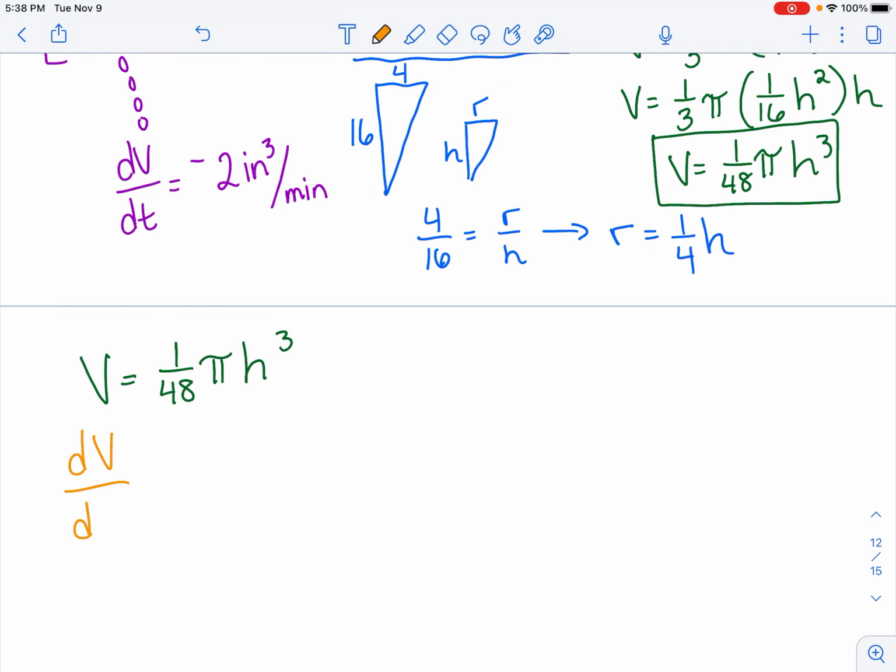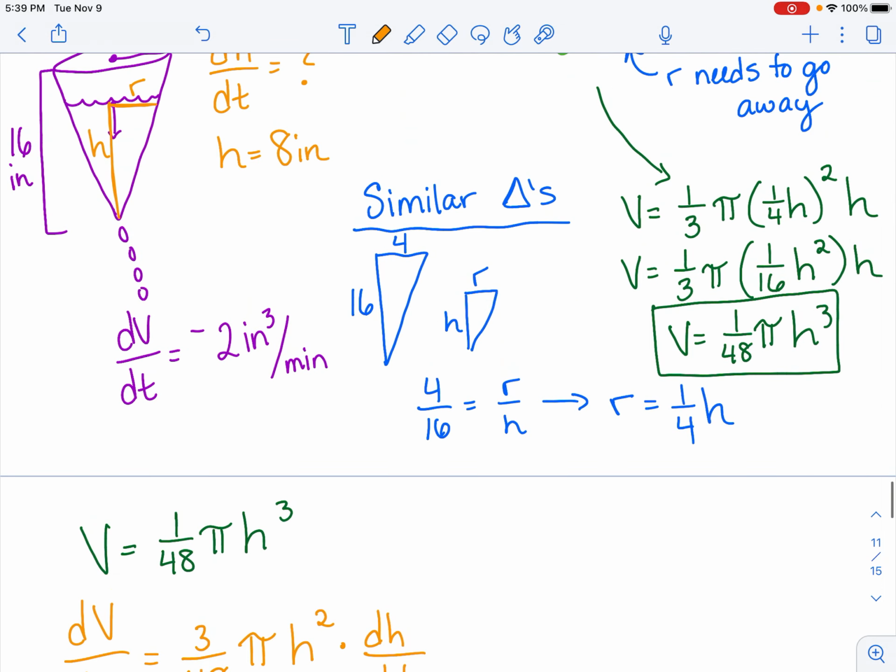Okay, so the derivative of that, dV/dt, is equal to 3 times 1/48, 3/48, which I can reduce down to 1/16 pi. The derivative of h cubed is h squared, and then times dh/dt, which is in fact what I'm looking for. And now the beautiful thing is, I know dV/dt, it's right here. There's dV/dt. All right, so I've got -2 is equal to, I'm going to reduce that 3/48 down to the 1/16 that I mentioned before.